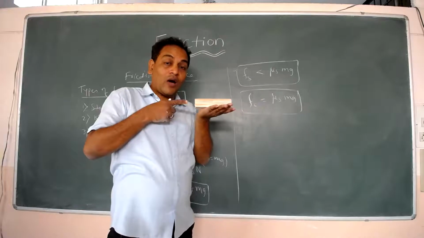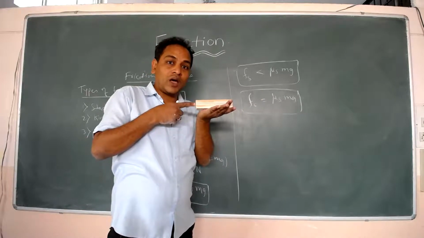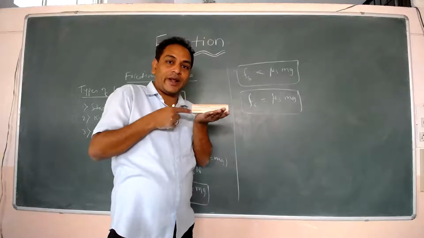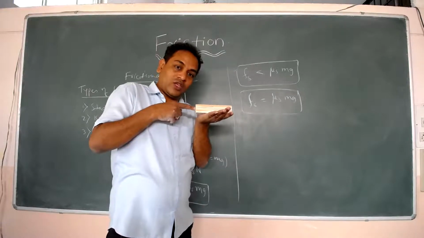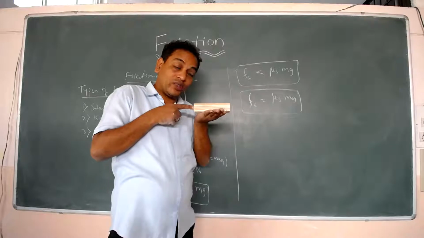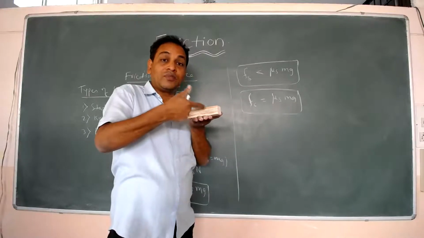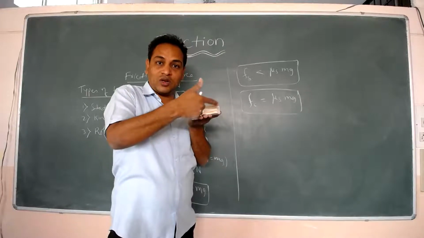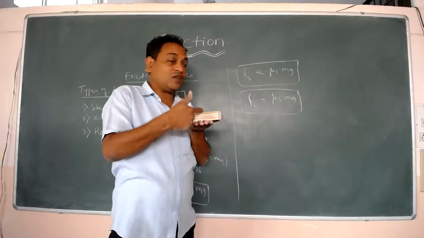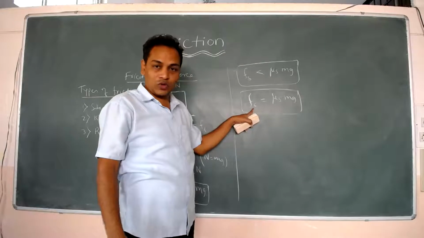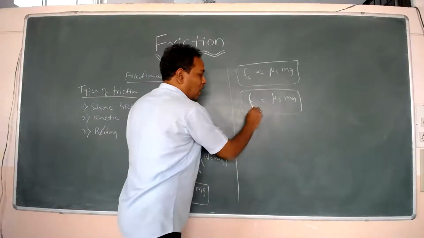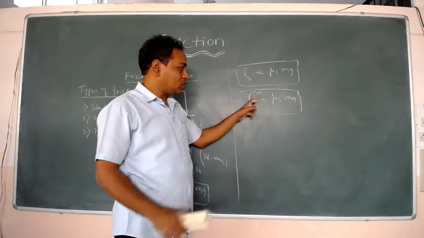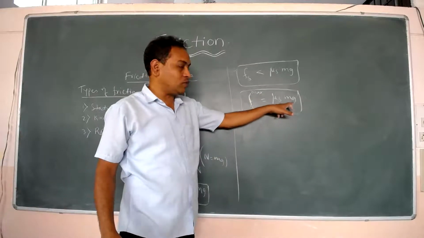Suppose I have applied a certain force for which the body is just about to slide. If I apply beyond this, the body will slide. During that situation, whatever force is acting is called maximum static friction. So for maximum static friction we have to write Fs equal to mu s into mg.